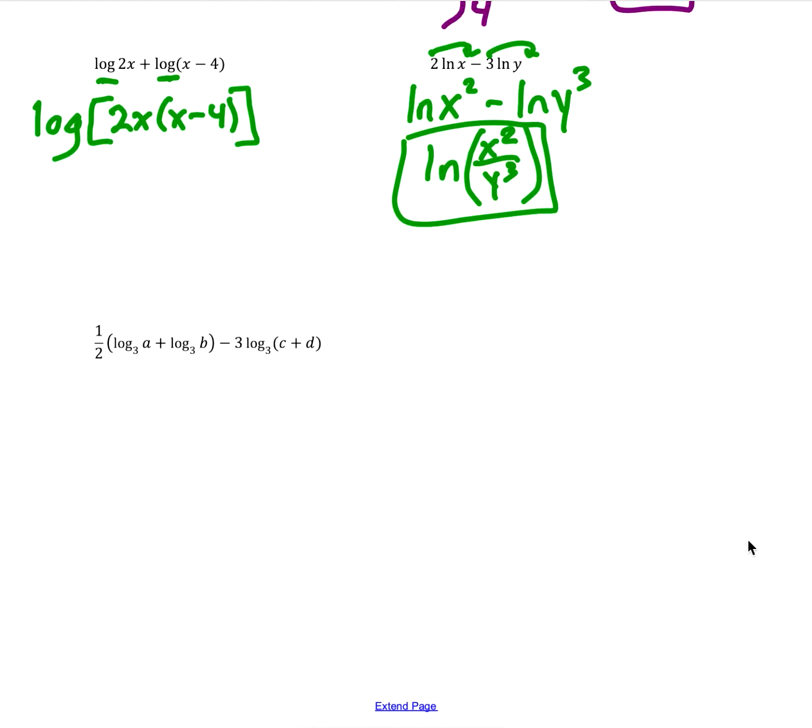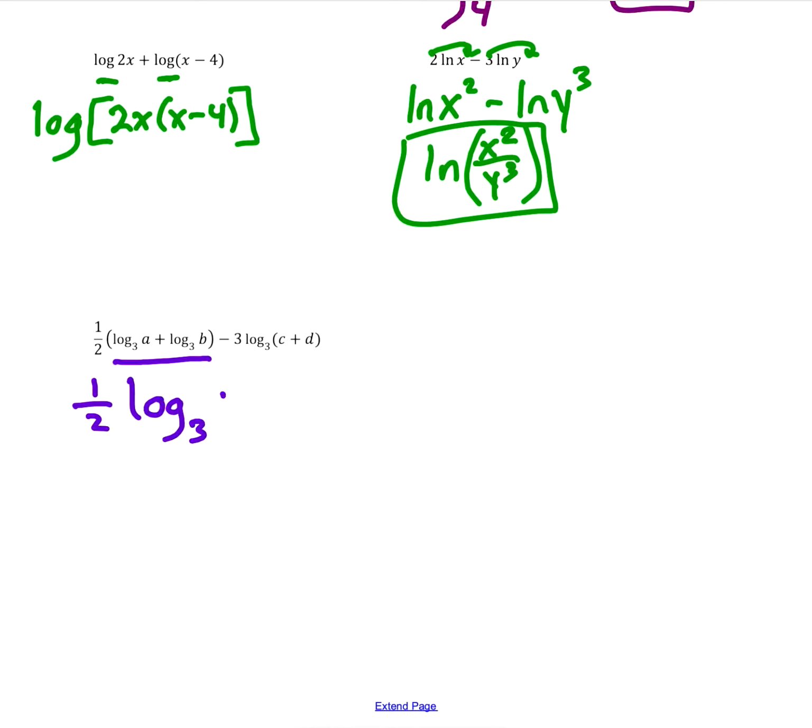The first thing I would do here is simplify what's in the parentheses. So if I'm going to simplify what's in the parentheses, I have logs, 2 logs with the same base. They're being added together, so I can multiply their arguments. So that would be 1/2 log base 3 of a times b minus, I'm not going to do anything yet here, you could, but I'm going to save that for the next step. So 3 log base 3 of c plus d.